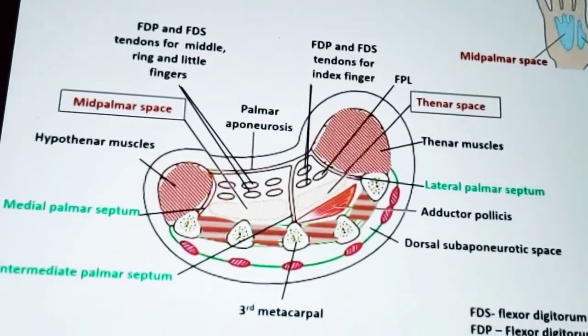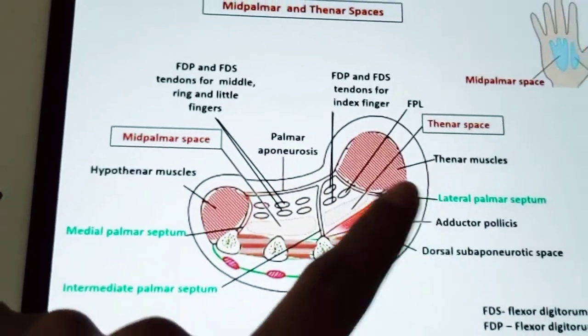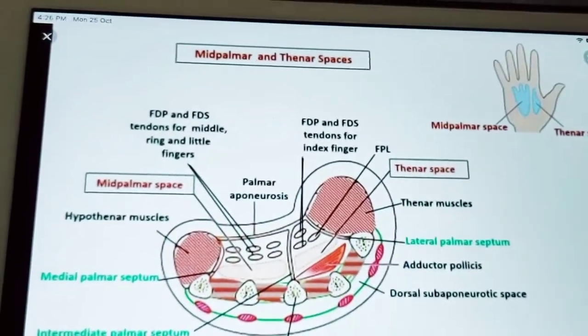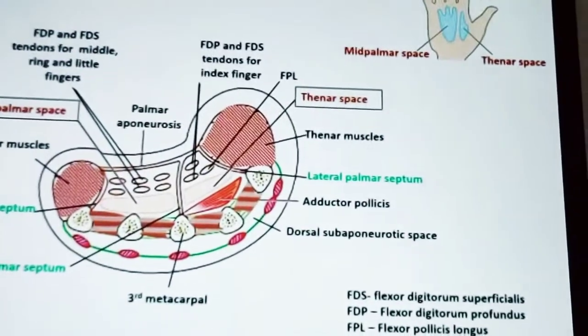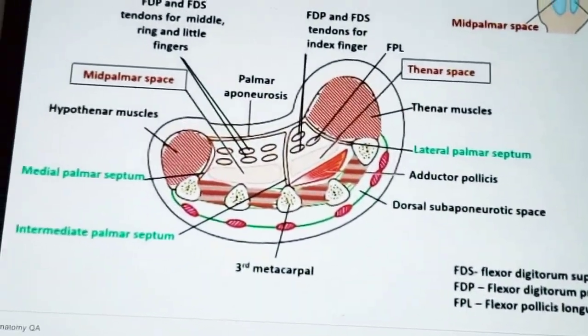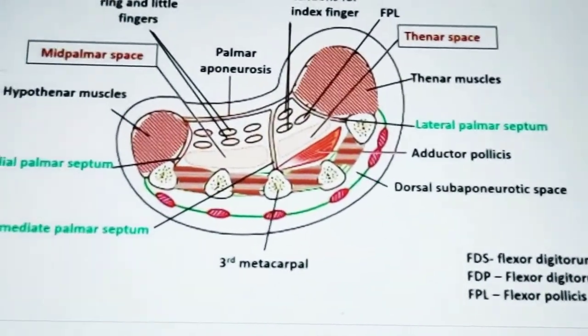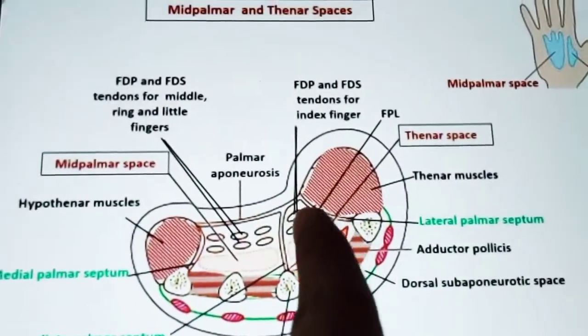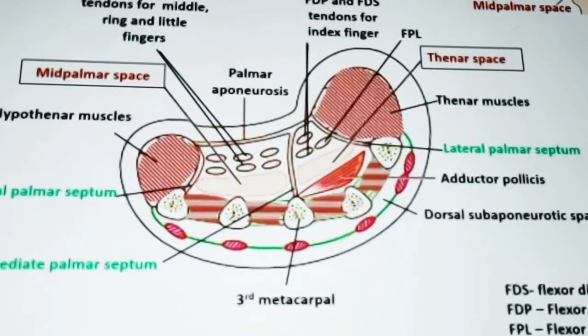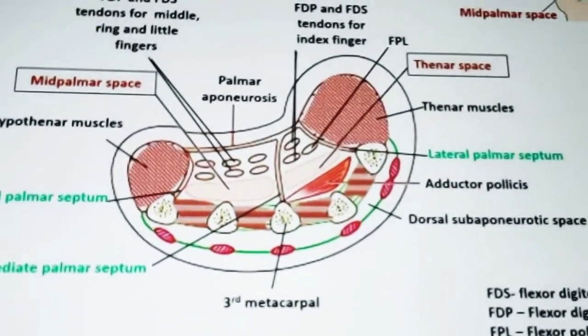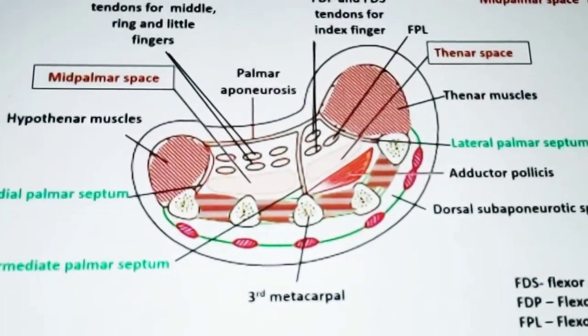So laterally, meaning this side, you will have mainly the tendon of flexor pollicis longus with the radial bursa, and also the lateral palmar septum. You can see here the lateral palmar septum, which is present lateral to it. Next, coming to the medial side, you will have the intermediate palmar septum here.